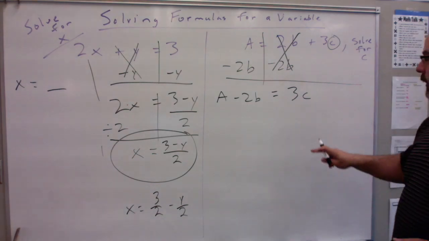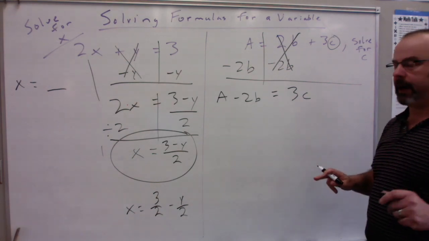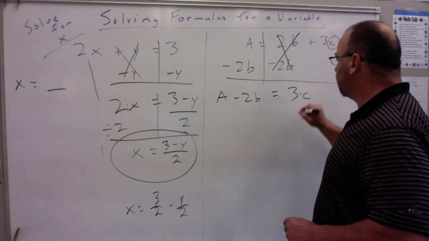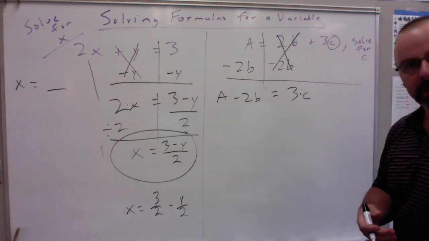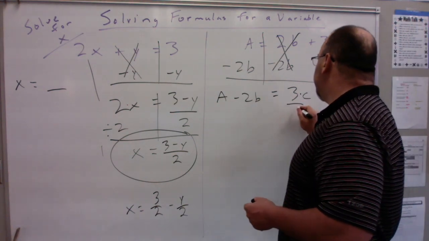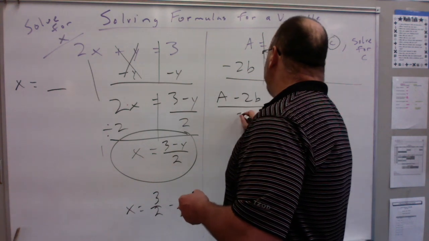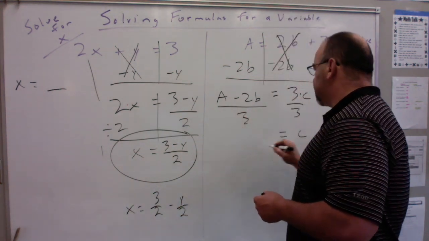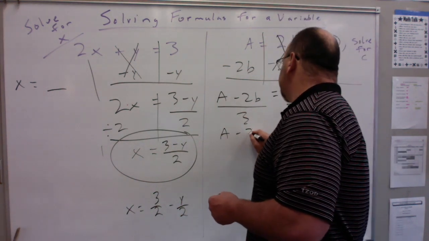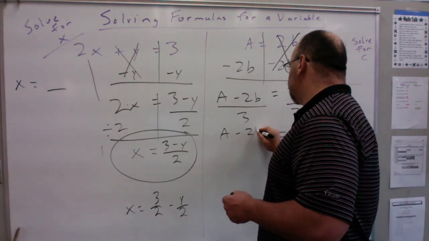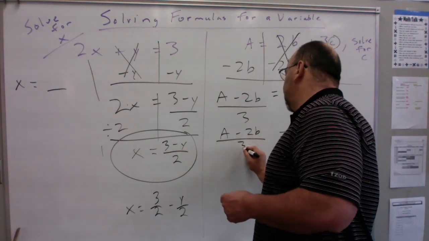Now we're almost there. Is c alone? Not quite. Now multiplying by 3. What's the opposite of multiplying by 3? Dividing by 3. So I'm going to divide both sides by 3. It's c equals a minus 2b, okay, minus 2b all over 3.